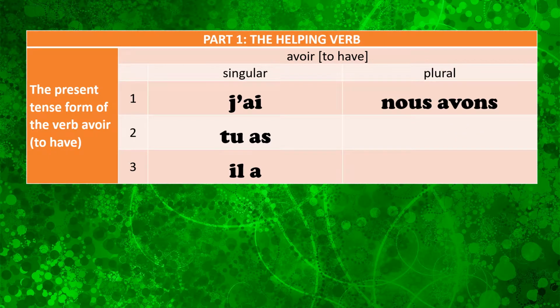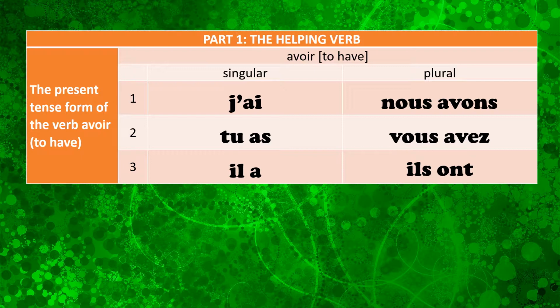nous avons, we have. The second person plural form, vous avez, which means you, like you're talking to a group of people. You have. It could also be the polite form. And being from the South, my translation might be you all have. And then third person plural form is ils ont, they have. And of course, if you have an all-female group, you could say elles ont, they have.